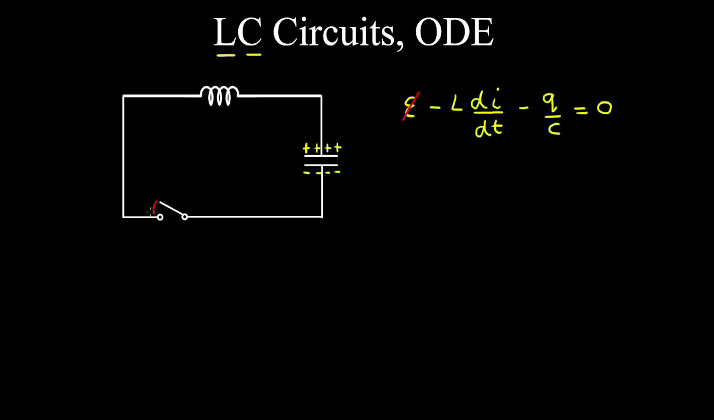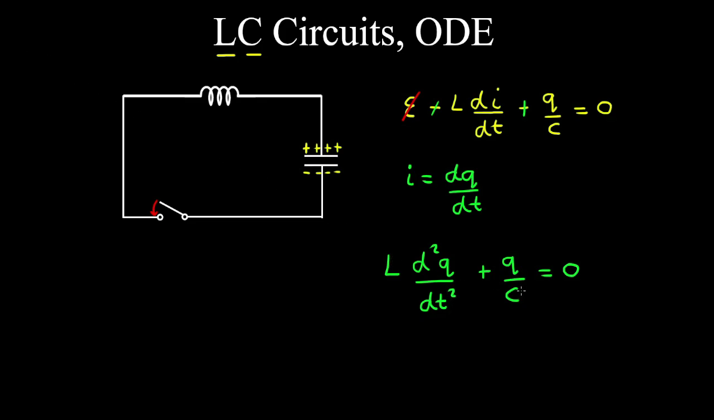So when we close this switch, the capacitor is fully charged, and this is a differential equation that describes the charge in the circuit. So noting that the current is the first derivative of charge with respect to time, and cancelling out the negative signs, we can write this differential equation as the inductance by the second derivative of charge with respect to time, plus the charge on the capacitance is equal to 0.